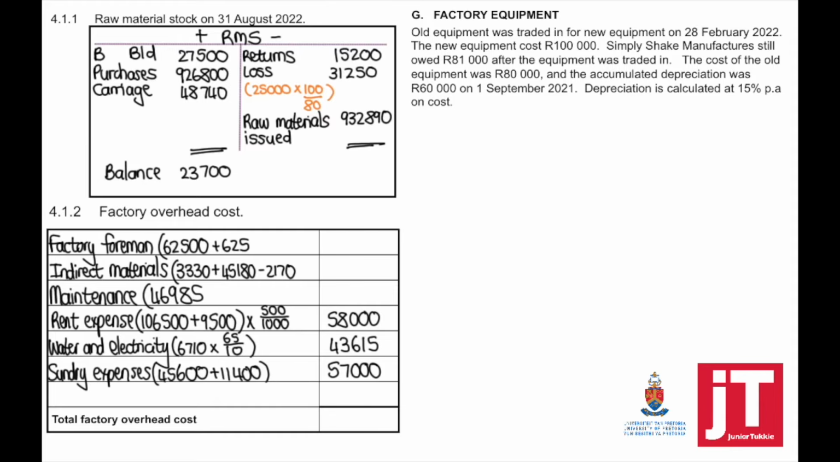Depreciation is calculated on the old, the new, plus that which we've sold. So what we're going to do now, before we complete the factory overhead cost, is first look at the general ledger account, the asset disposal account.